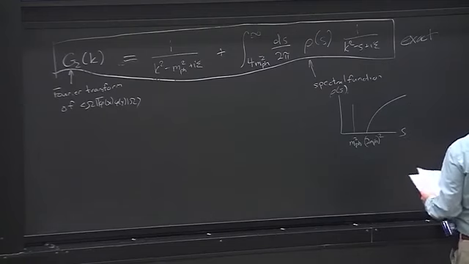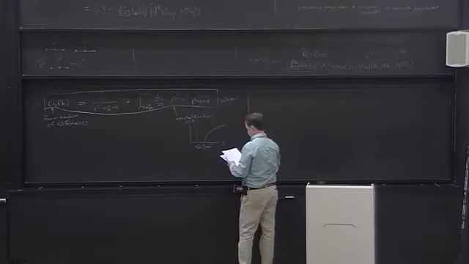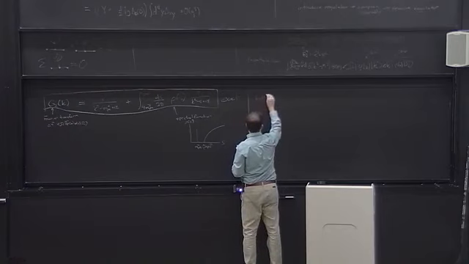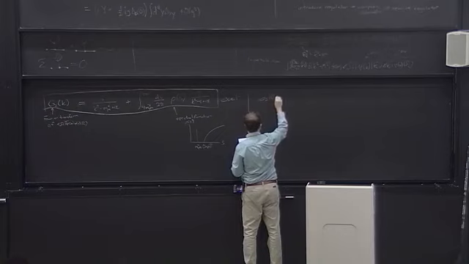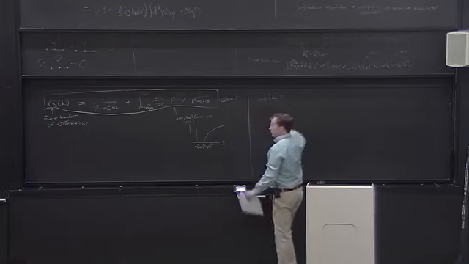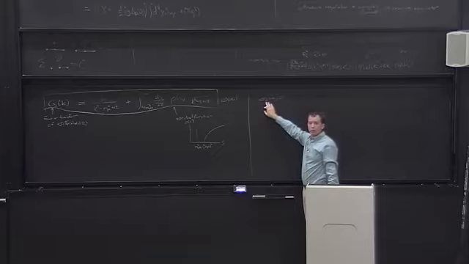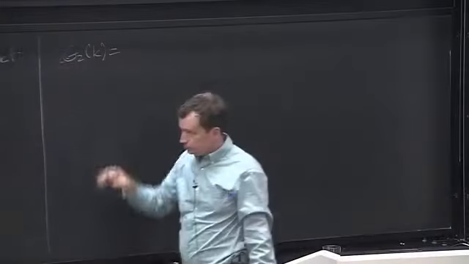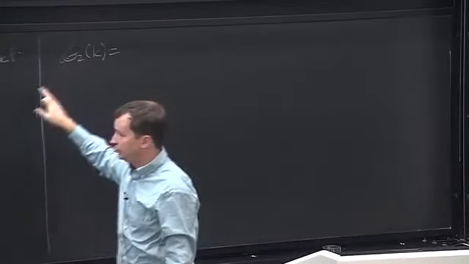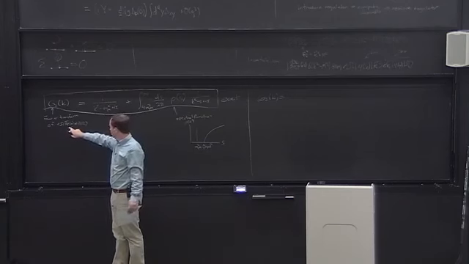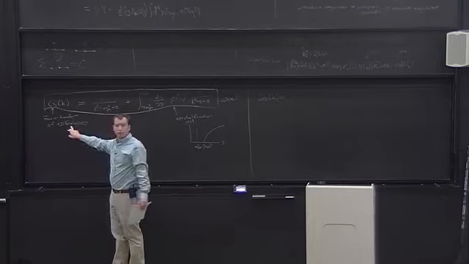So let's compute that. So G2, okay. So what is this? This is not quite the same thing that we've written down any Feynman rules for. So G2 of k is the Fourier transform of the position space time ordered product of two fields.